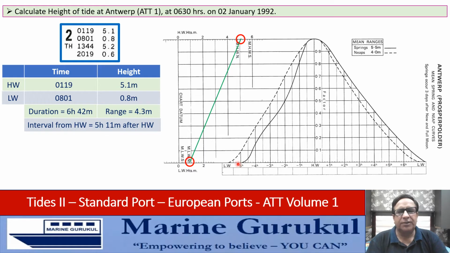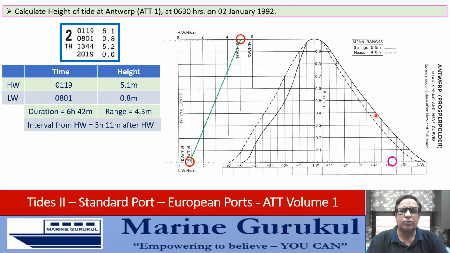Now we go to the base of this graph. Our interval is 5 hours 11 minutes after high water. We just learned a while back that after high water would be on this plus side. So we go to the point that represents plus 5 hours 11 minutes, and from here we go vertically upwards.